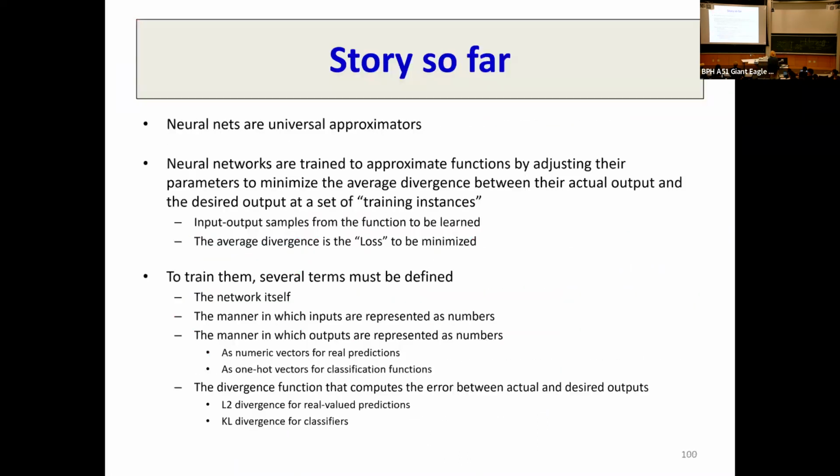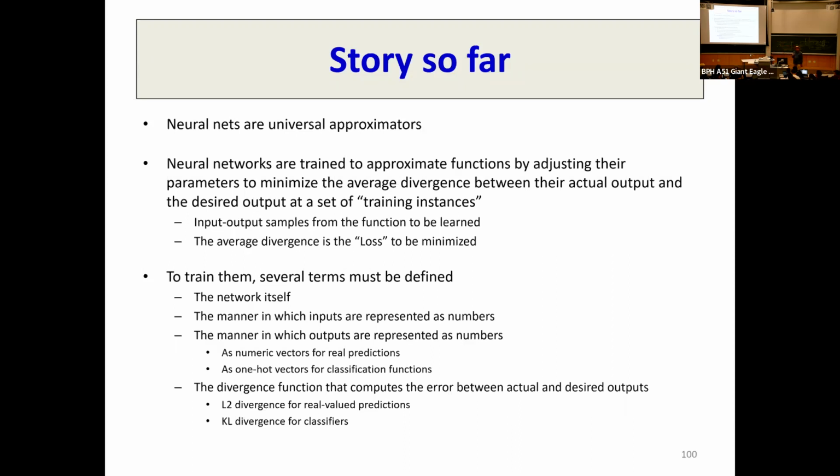And so the story so far, we've seen neural networks are universal approximators. They are trained to approximate functions by adjusting their parameters to minimize the average divergence between their actual output and the desired output on some training instances. But this depends on the input-output samples from which the function is learned and the divergence.